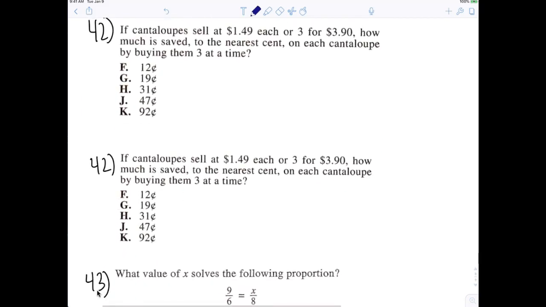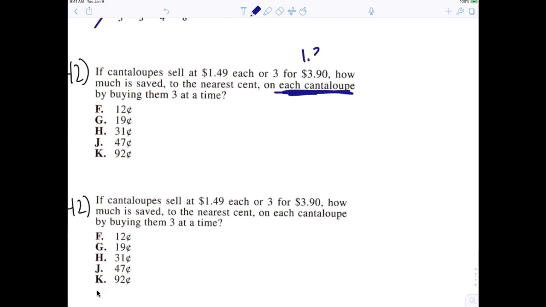All right. Next. If cantaloupe sells for $1.49 each, or 3 for $3.90, how much is saved on each cantaloupe? Well, if you buy 3 for $3.90, then each one is going to be $1.30. But normally it costs $1.49. So you get to save 19 cents on each cantaloupe. Now do you see where the 19 comes from? Because you're subtracting them, right?